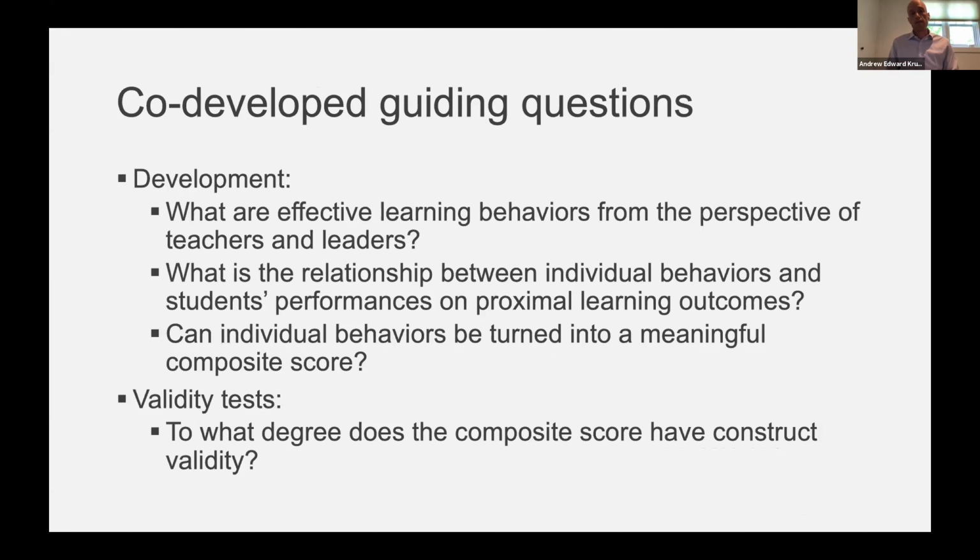So a central element of the partnership was co-development all the way throughout. And so we co-developed our guiding questions, and we had 3 development questions and then a validity question that got broken out into several analyses. But we were interested in, what are effective learning behaviors from the perspective of teachers and leaders? What is the relationship between those behaviors and proximal learning outcomes, performances on those summative assessments at the end of a playlist? And then can individual behaviors be turned into a meaningful composite score?